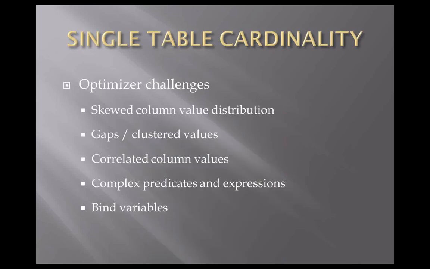So although this might be very straightforward and simple, you might be surprised that the optimizer actually does have some problems coping with different kinds of challenges that can be in your data, and so the optimizer might not have a good understanding of even these simple and straightforward single table cardinalities.